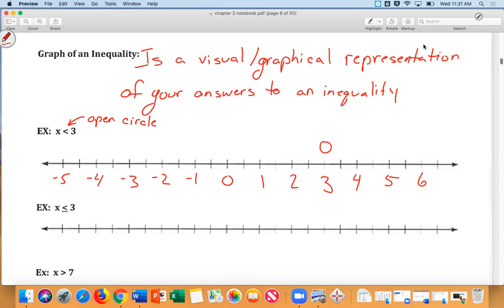Now, am I eating the x? Scientific terms. Eating the x. No. Since I'm not eating the x, I shoot to the left. And that's a graphical representation of all my answers.